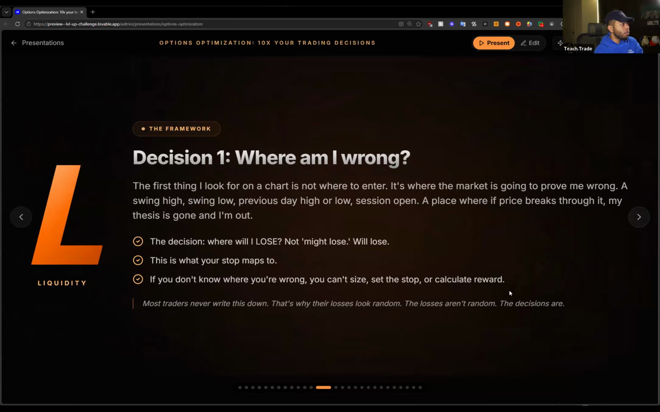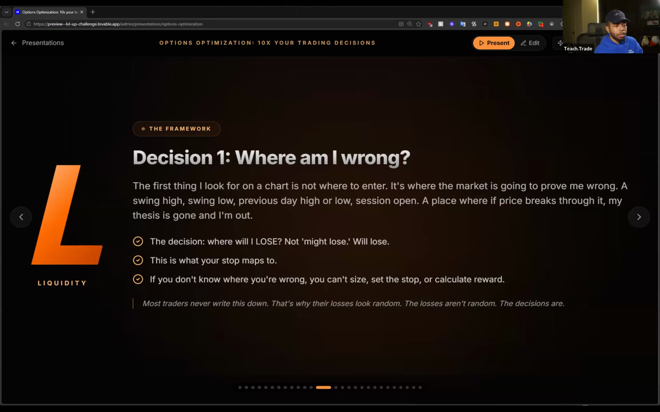So firstly, where am I wrong? I'm going to pull up a chart here as well so we can look at a few of these. This is actually applicable, and I'm going to use some very recent examples so that this sticks and you fully understand where I'm coming from with a lot of this, family. All right. The first thing I look for on the chart is not where to enter, it's where the market is going to prove me wrong.